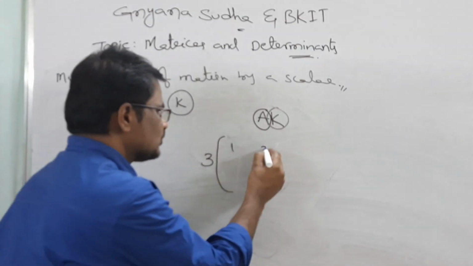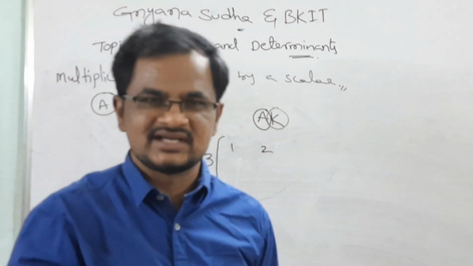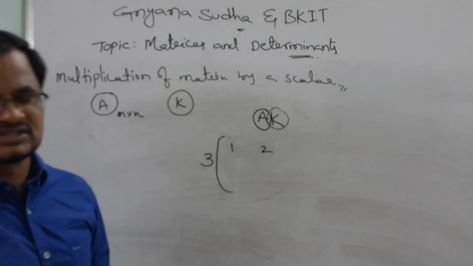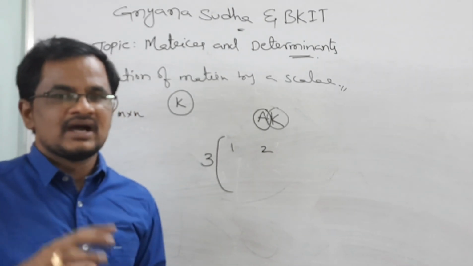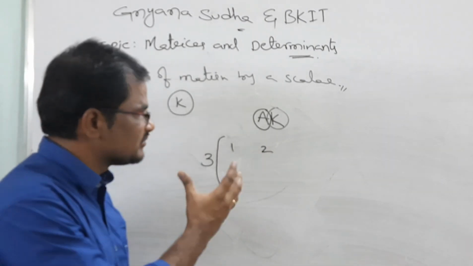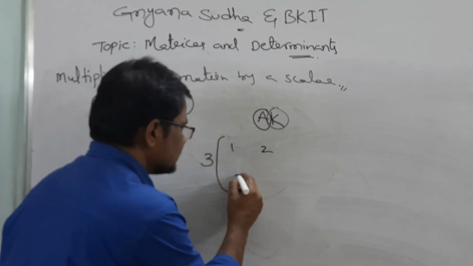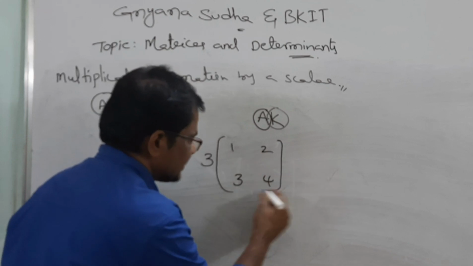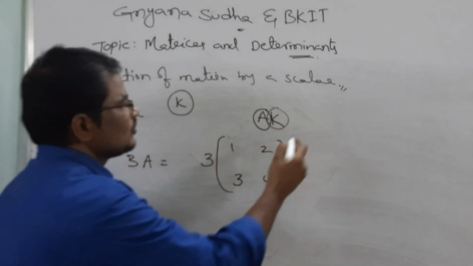They won't ask you to write the definition of square matrix or diagonal matrix. You should understand what a diagonal matrix and a scalar matrix are, and the remaining definitions. That's it. So if you take 1, 2, 3, 4, this is A. So 3 into A. What am I taking as A?